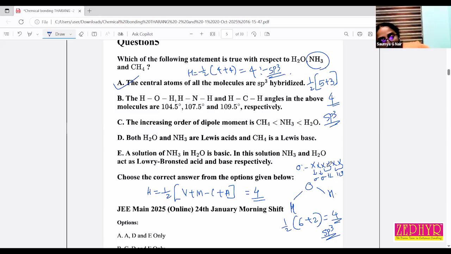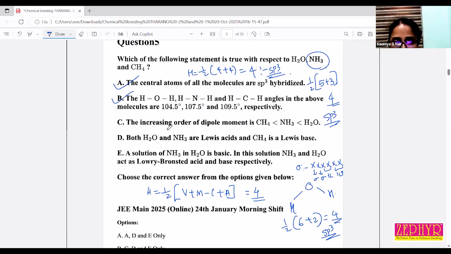The HOH, HNH and HCH angles. Is the statement correct? What is the bond angle of water? 104.5, that is correct. What is the bond angle in ammonia? 107, that is also correct. Bond angle in methane, 109, that is correct.